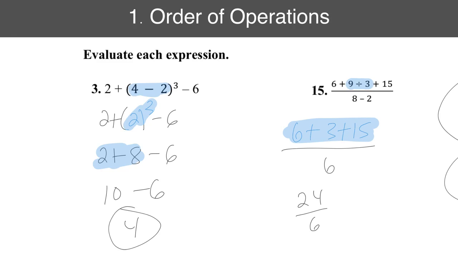And then finally, we're left with 24 divided by 6. And now that we've done everything on top and we've done everything on bottom, we can now simply divide. And 24 divided by 6 is 4. So that is your order of operations. Next up is evaluating expressions. So let's go take a look at that.